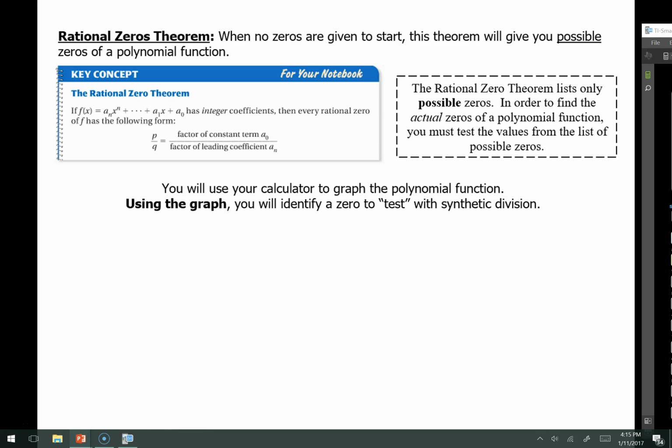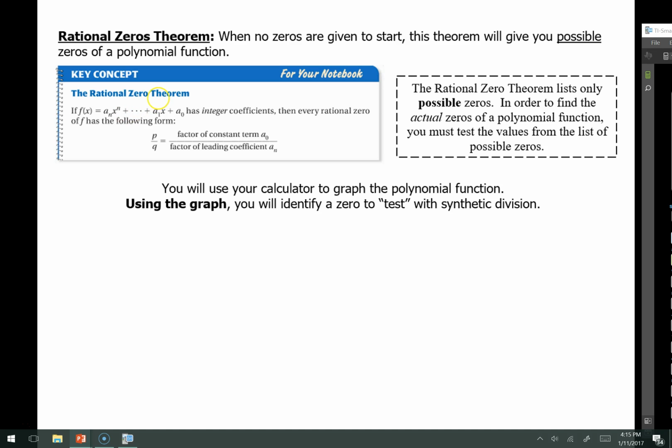Now, just to be clear before we get into this theorem, this method is going to be used whenever you're given a polynomial function and told to find all of the zeros and you don't have any of the zeros to begin with. You don't have any idea of where to start. The rational zero theorem will help us find a starting point by giving us some possibilities for the polynomial zeros.